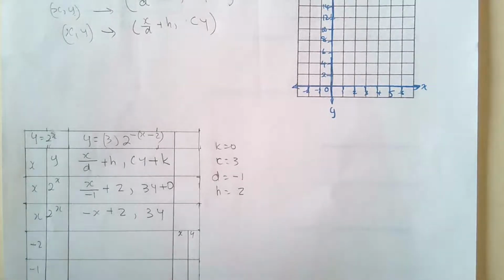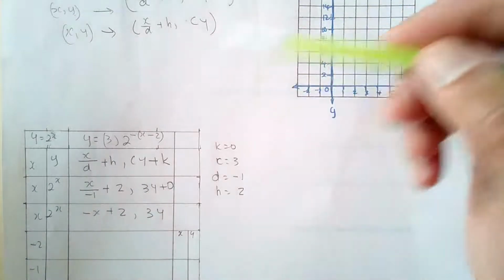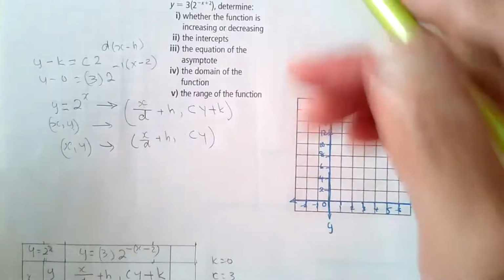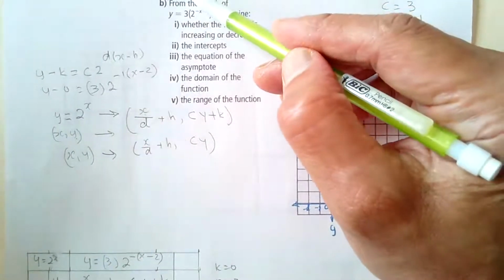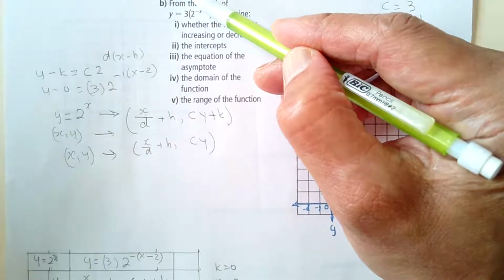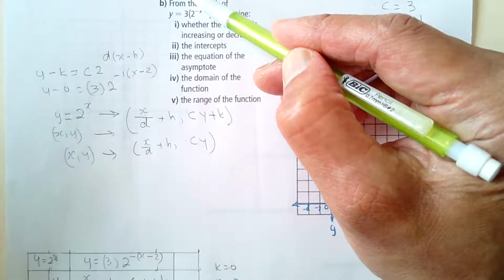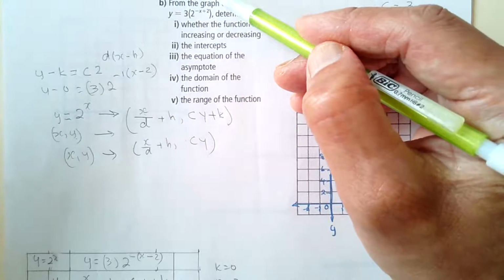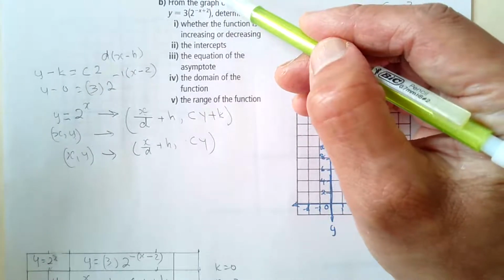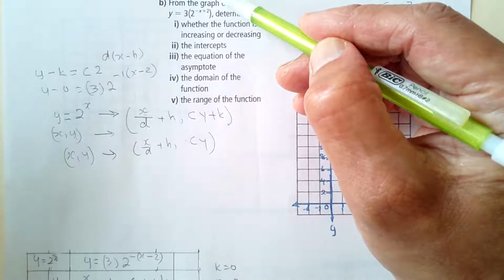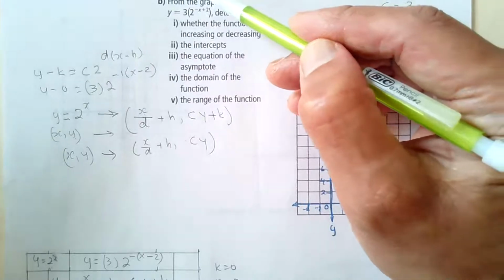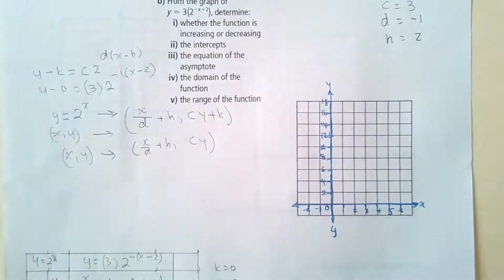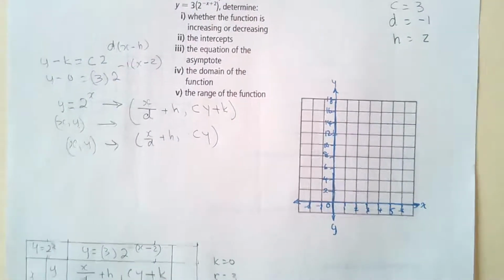Okay, so basically from our equation, we can tell right away we have a vertical stretch of 3. We have a horizontal translation of 2. And we have a reflection on the x-axis. Sorry, on the y-axis. So let's look at how that will shape out.